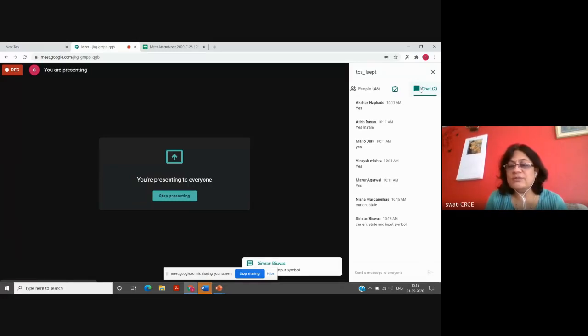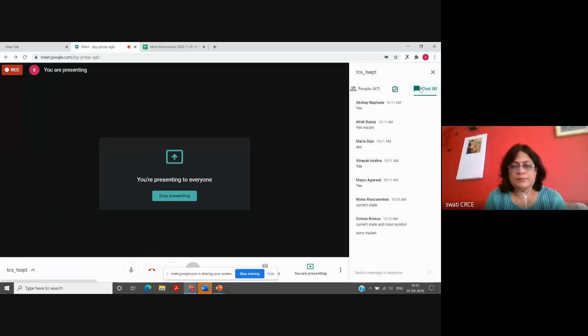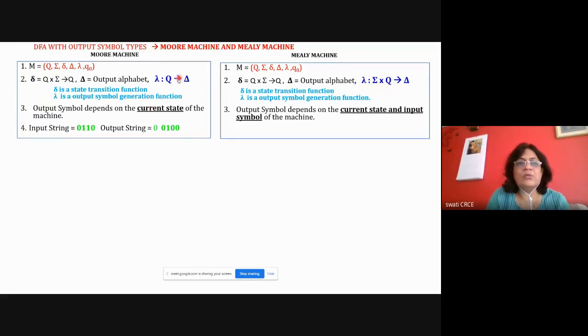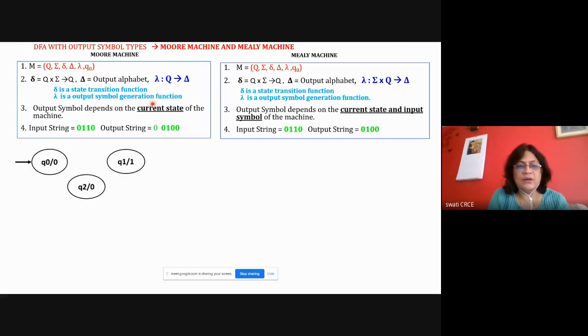For Moore machine, output symbol depends on the state only. And for Mealy machine, output symbol depends on the state as well as the input symbol. That we have studied, and we have seen this in the previous lecture.